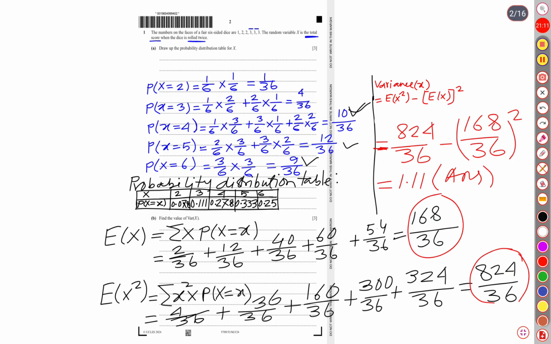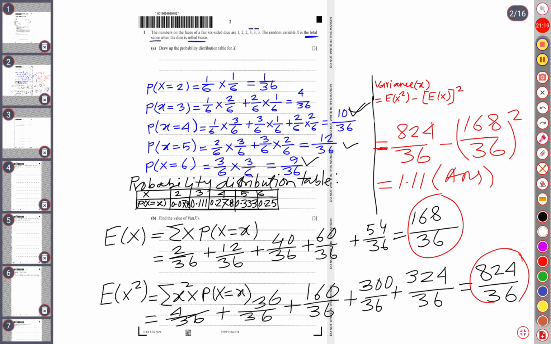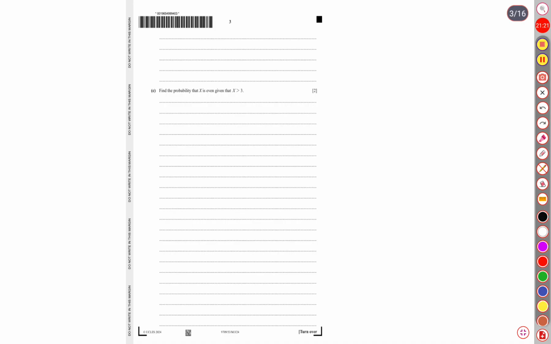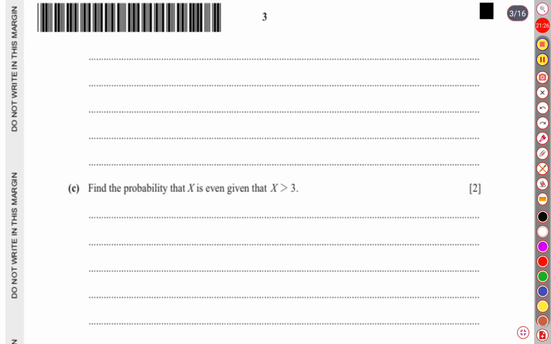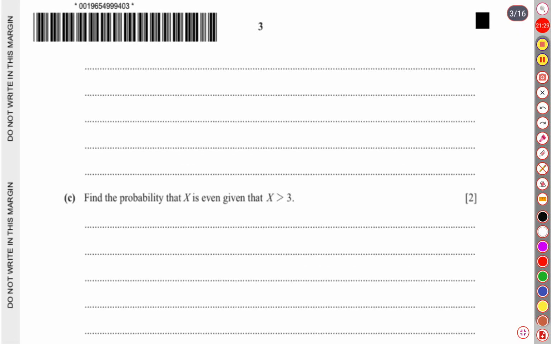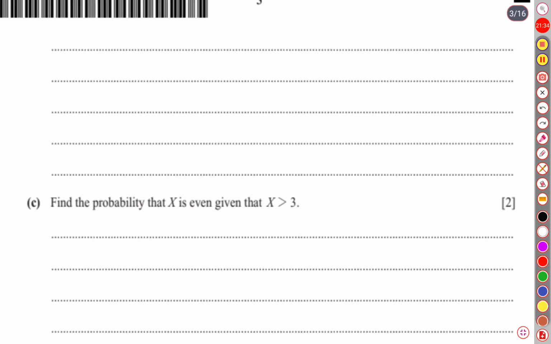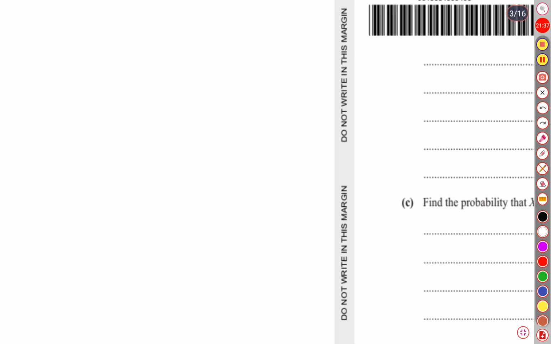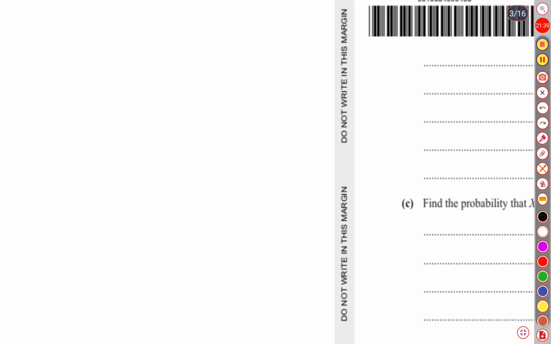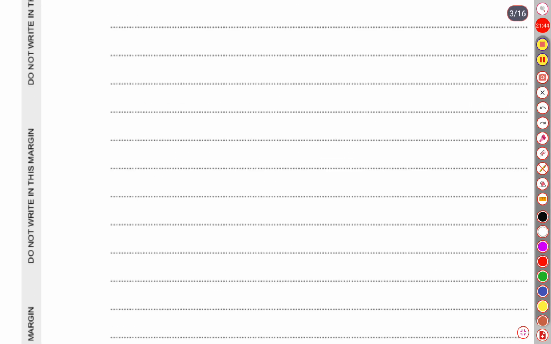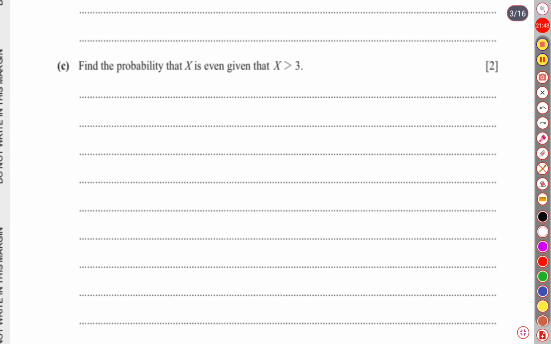Well, then let's move on to the immediate next question. Question number C. Let's see what question number C says. It says: find the probability that x is even given that x is greater than 3. So first of all, we'll have to draw the scenario. Okay, for the scenario, let me write over here. Yes, I think we can complete it over here.